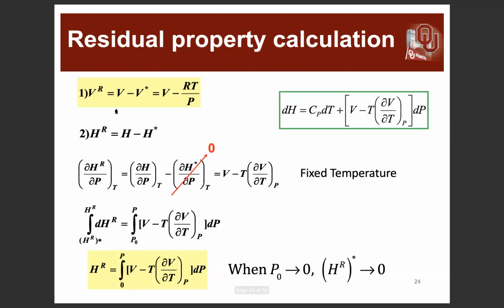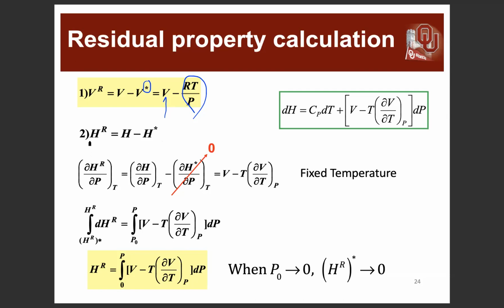So if we try to take a look at VR, we just described this is just V minus V ideal. And then we simply have PV over R. How about that V? That V, we are able to figure out using an equation of state or using other correlations with the help of the appendix, if we know the T and P values.